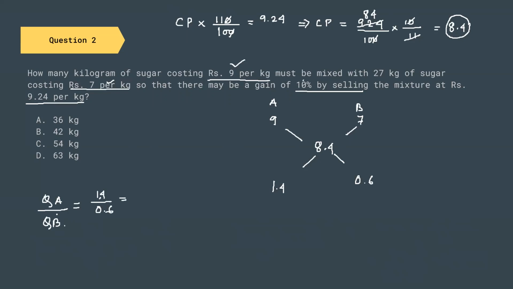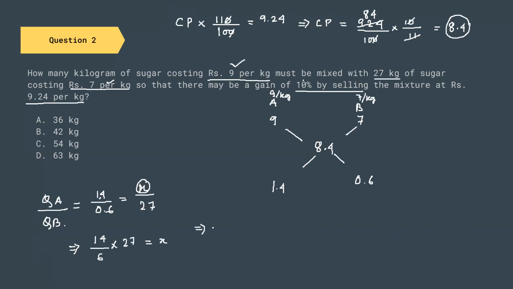And now we already know the quantity of B. So quantity of B is 7 per kg and quantity of A is 9 per kg. 7 per kg is 27 kg of sugar. So this will become x divided by 27. X is the quantity of A. So we can find x from here. So how we can find? There is a 1 point in the numerator and there is 1 point in the denominator. So this will become 14 divided by 6 into 27 is equal to x.